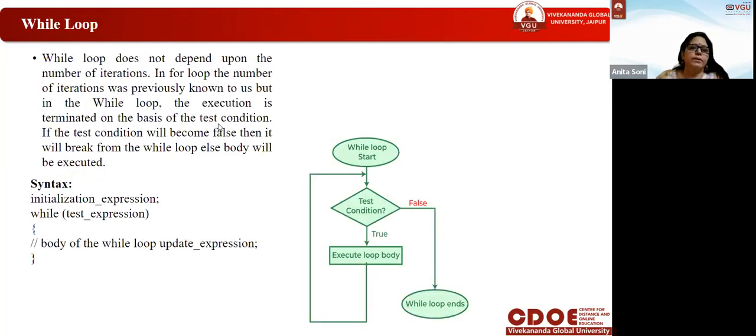Next, the while loop. As I have told you, we prefer a for loop when in advance we know how many times the loop has to be executed, 5 times, 10 times. When in advance we do not know how many times the loop has to be executed, we prefer while. The while loop does not depend upon the number of iterations.